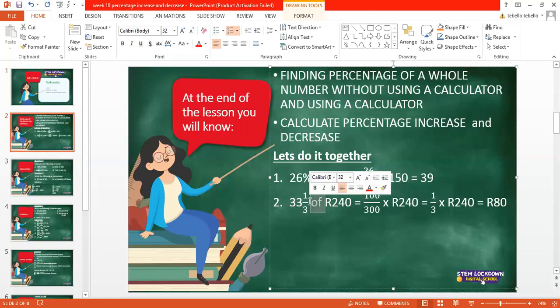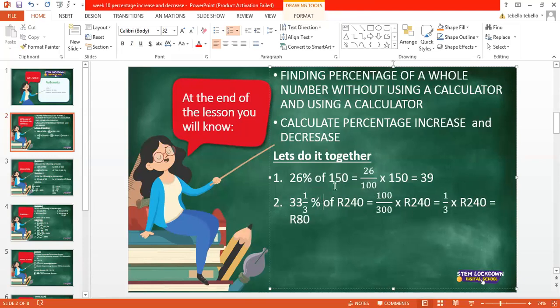33, and then we also have a fraction of 1 over 3 percent of 240. Right, now we must calculate 33%, because when we convert 1 over 3 to a decimal, it gives us 0.333, and we will add it with 33, and then it's going to be 33.333 over 100, because you know that this percentage sign represents 100. Divide by 100, multiply by 240, right?